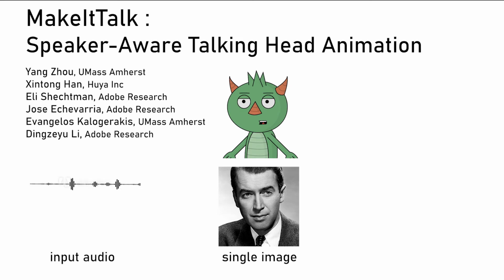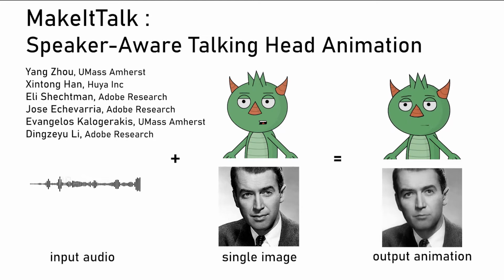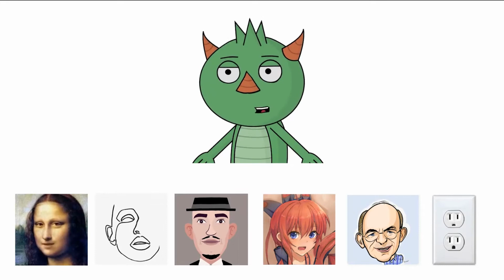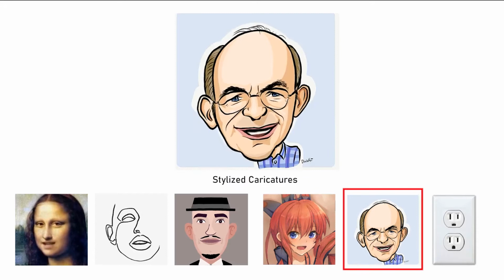MakeItTalk is a deep learning method that automatically animates 2D portrait images. Given only speech as an input, we can create dynamic videos from a single static image. Our method estimates both facial expressions and head poses. We can animate artistic paintings, random sketches, 2D cartoon characters, Japanese mangas, stylized caricatures, and casual photos.